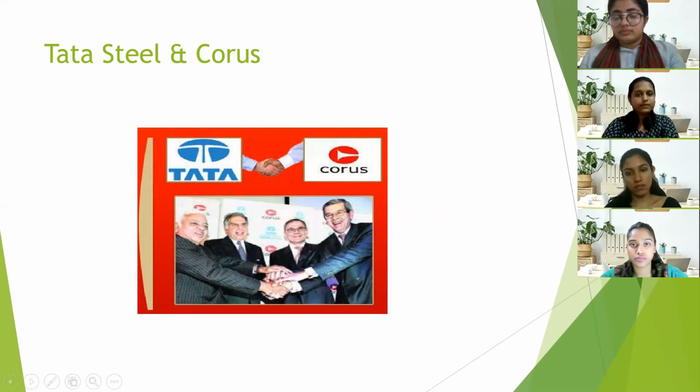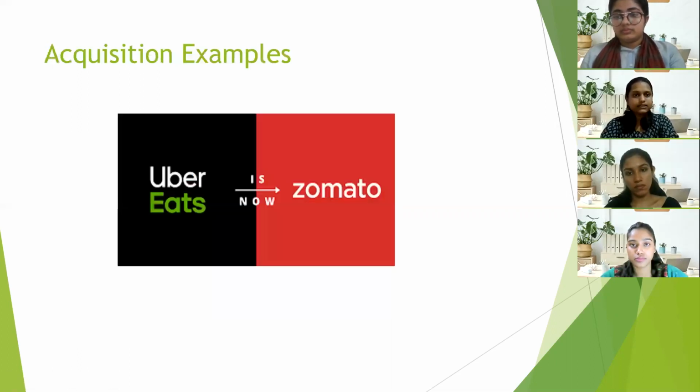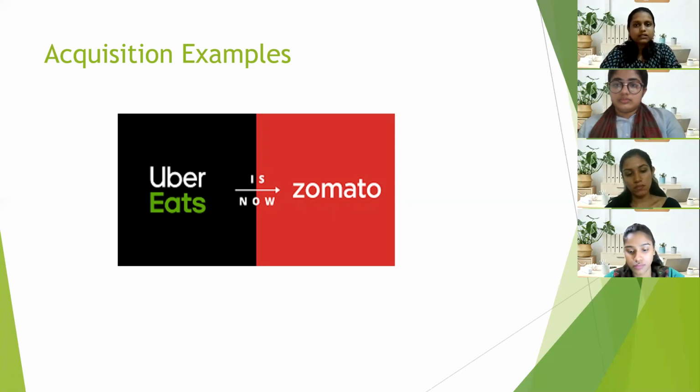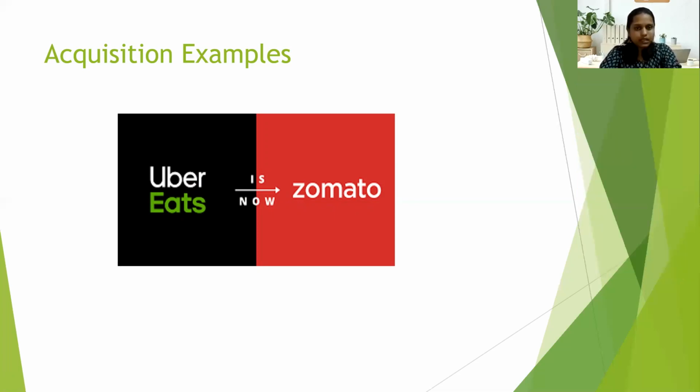Thank you, Mariam. So I'll be giving the examples regarding acquisitions that happened. The first example is Uber Eats and Zomato. As we all know, Zomato is one of the giants of food delivery in India. In recent times, we also saw that Uber Eats' Indian operations were acquired by Zomato. The food delivery business that Uber was running, the deal was almost closed at around 350 million. Uber was given a 10% share in Zomato.